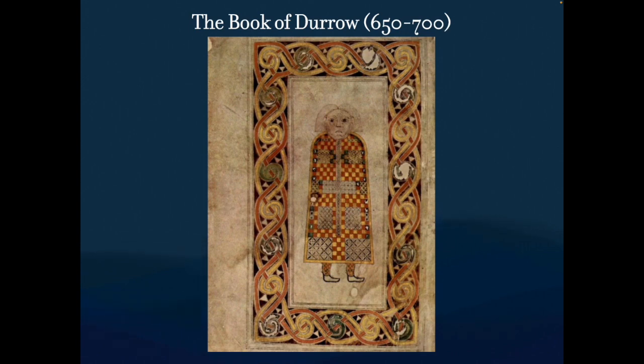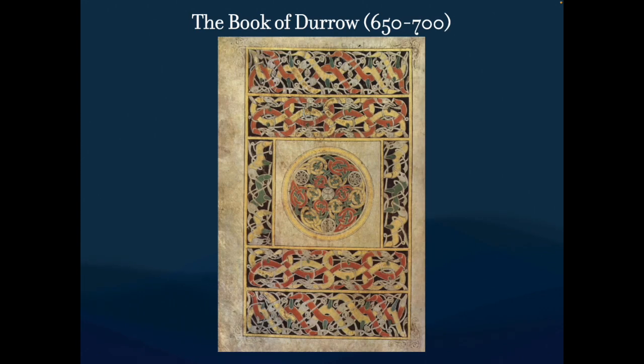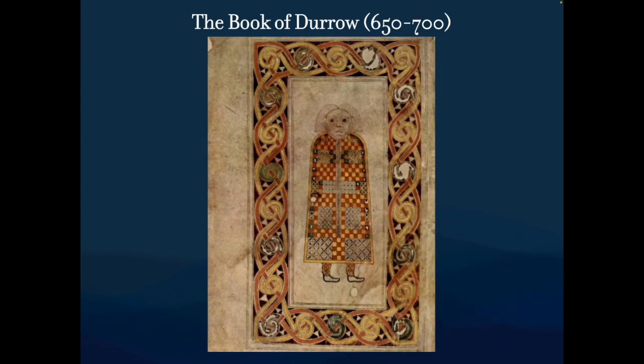And then we have what's called the carpet page. The carpet page is simply a decorated page. You said it's an evangelist, but what gives it away that it's an evangelist? This is because this is the very beginning of the book of Matthew. And Matthew's symbol is a man. So if we're looking at John's gospel in the Book of Durrow, there would be an eagle here instead.